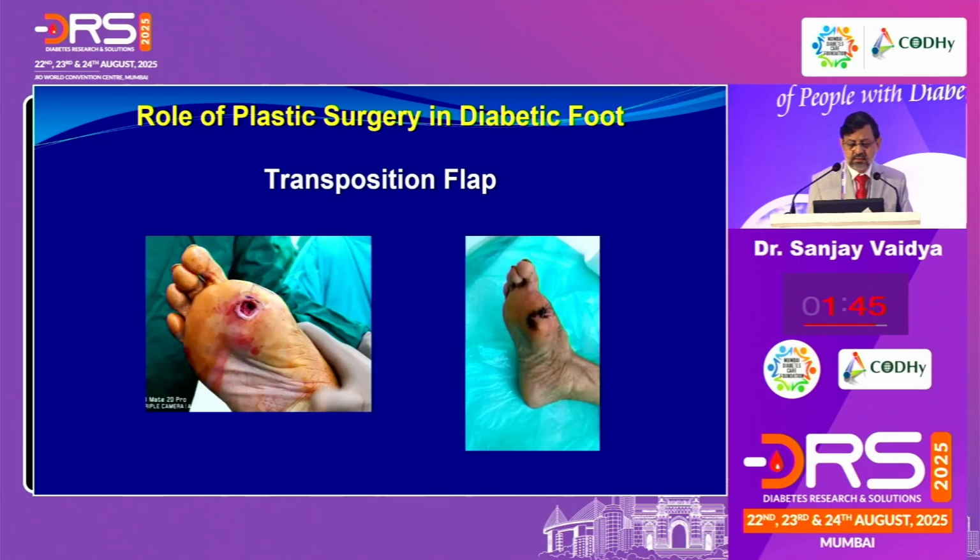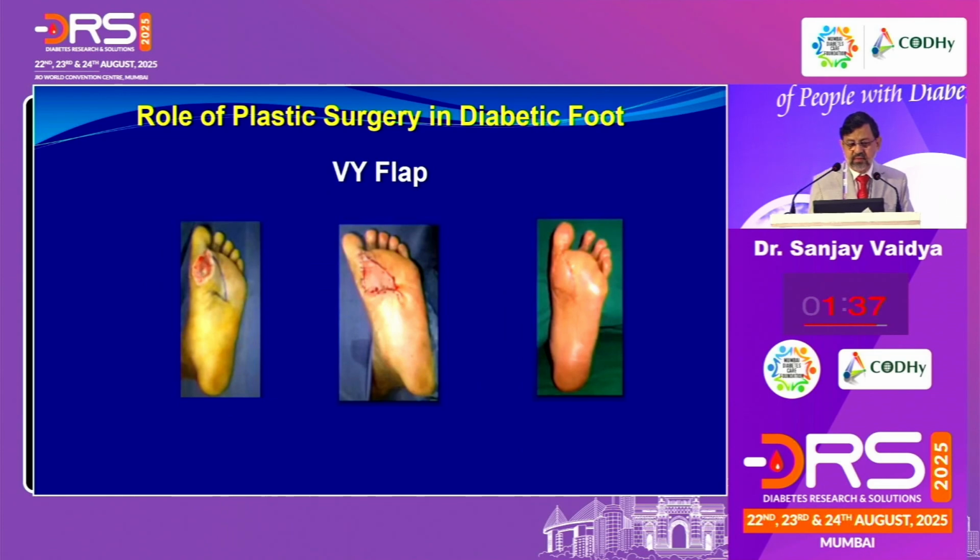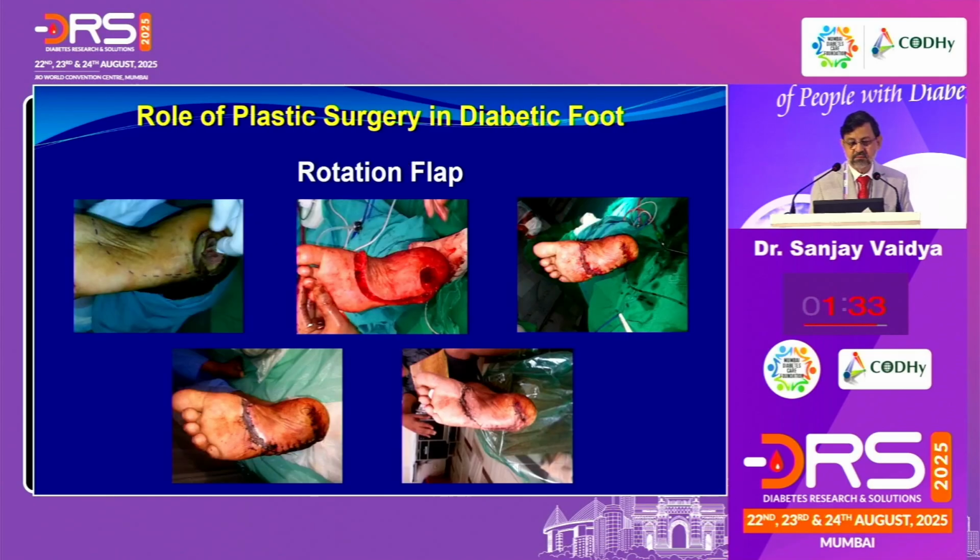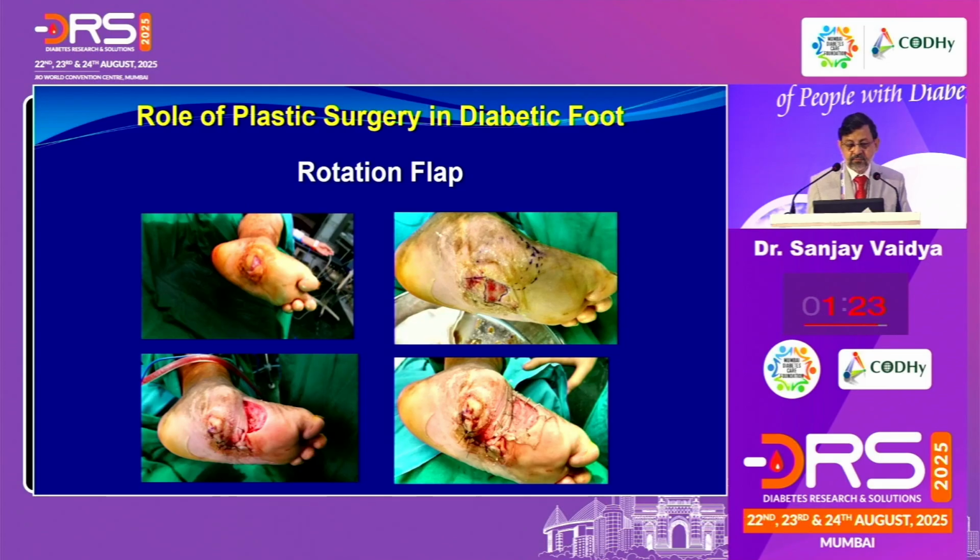Transposition flap, again another example, for a small MTP joint ulcer following a grade 2 amputation, or a VY advancement flap used to cover the defect over the plantar aspect at the first MTP joint, or a large rotation flap which is used to cover a defect on the heel, with a small skin graft put after the rotation, but that's on the non-weight bearing area. So this is another rotation flap which has been done. Again, the grafted area is non-weight bearing, and we have got good thick quality skin on the plantar aspect in the weight bearing area.